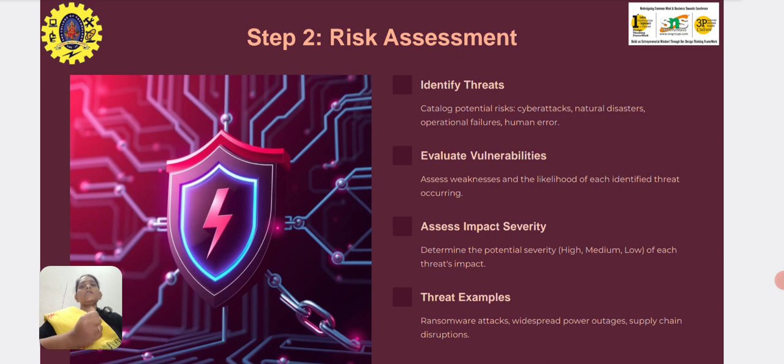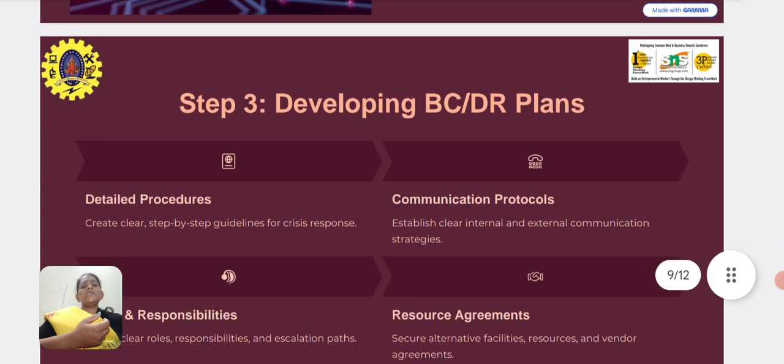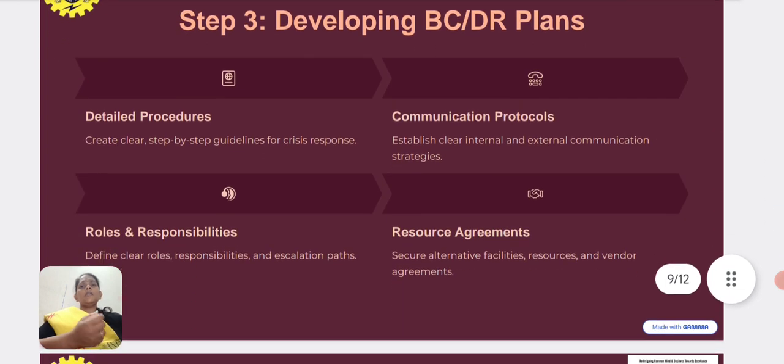The next main step is developing the BC and DR plans. The main concept is that you have to create clear, step-by-step crisis response procedures, establish internal and external communication protocols, define roles, responsibilities, and escalation paths, and secure resource agreements with vendors and alternate facilities.